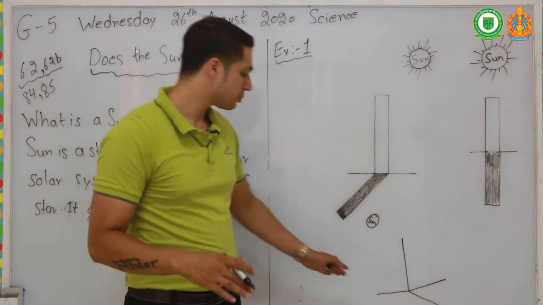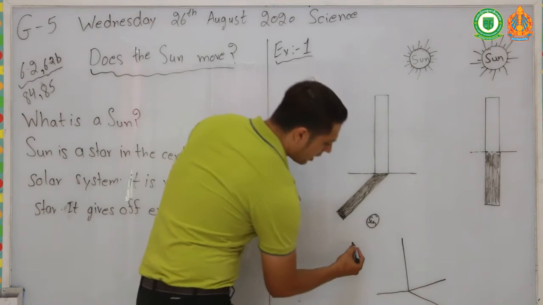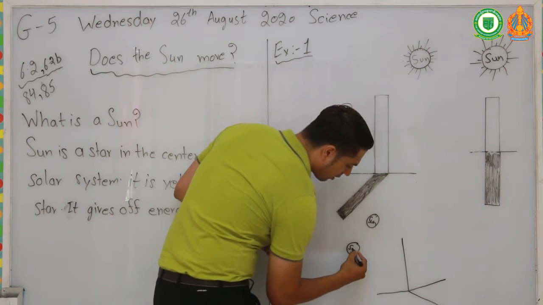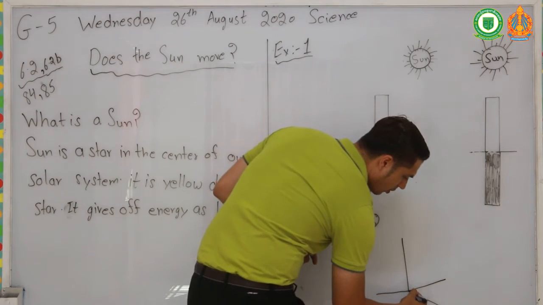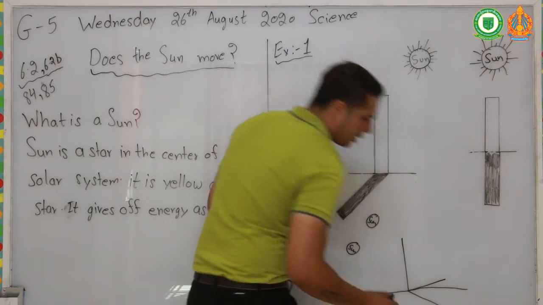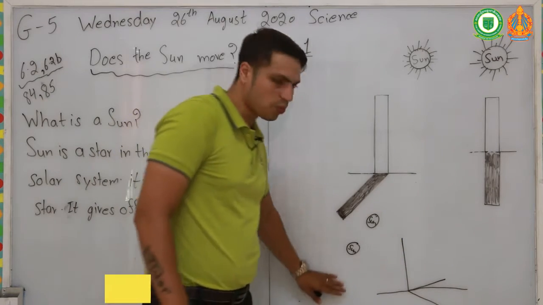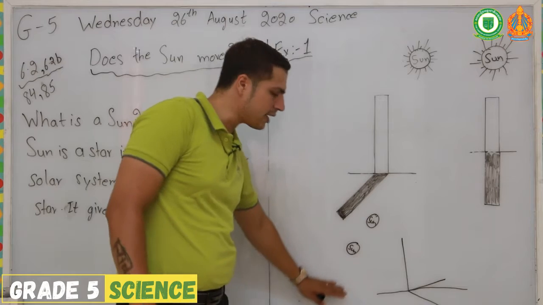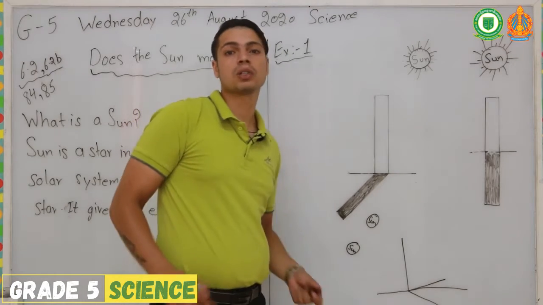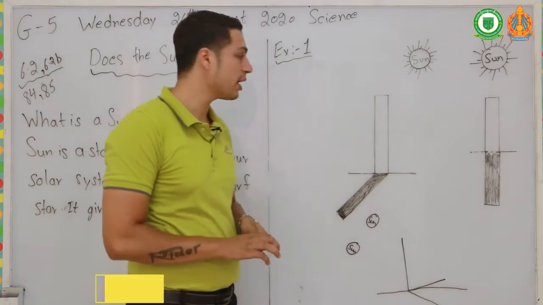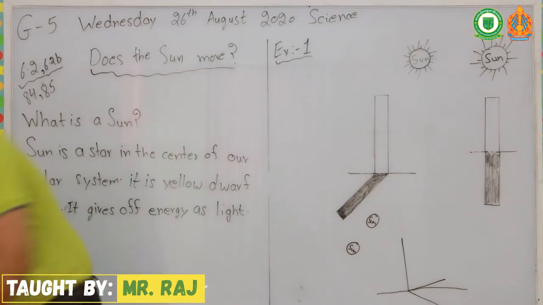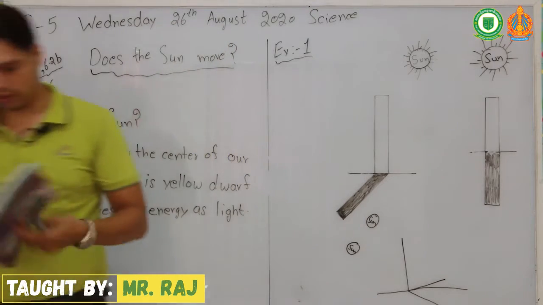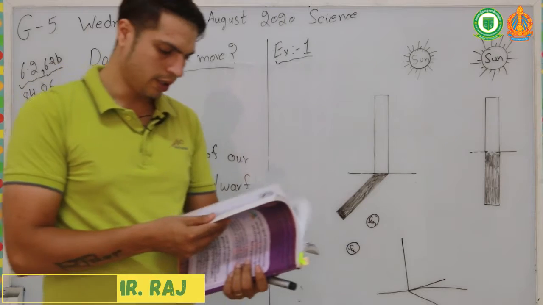If the sun moves here, the shadow will go here. As the sun is moving towards any side, the shadow will go on the opposite side. Now, time for your task 1.